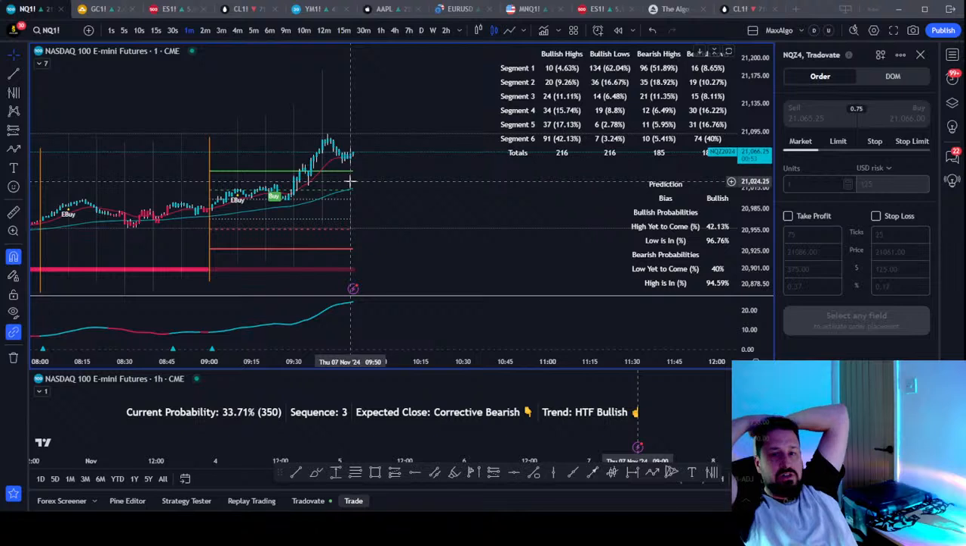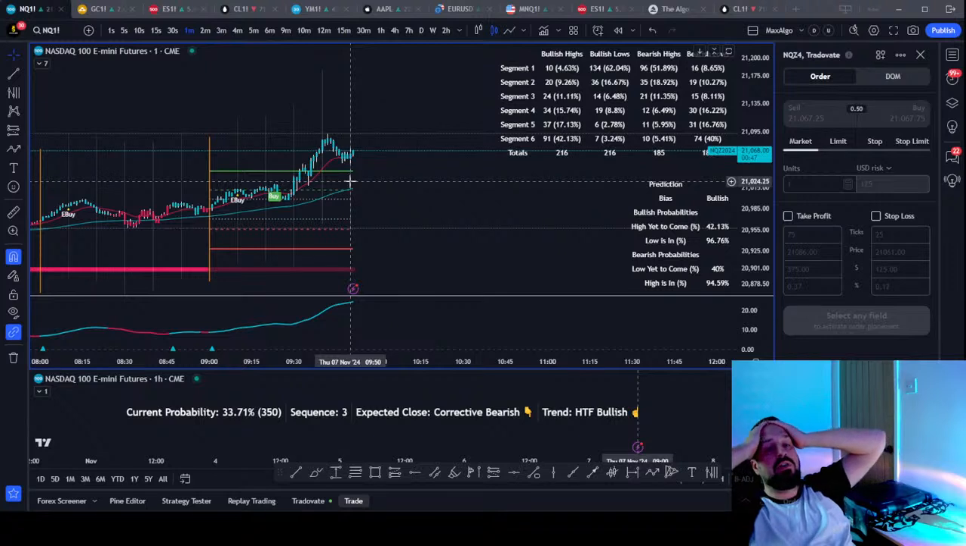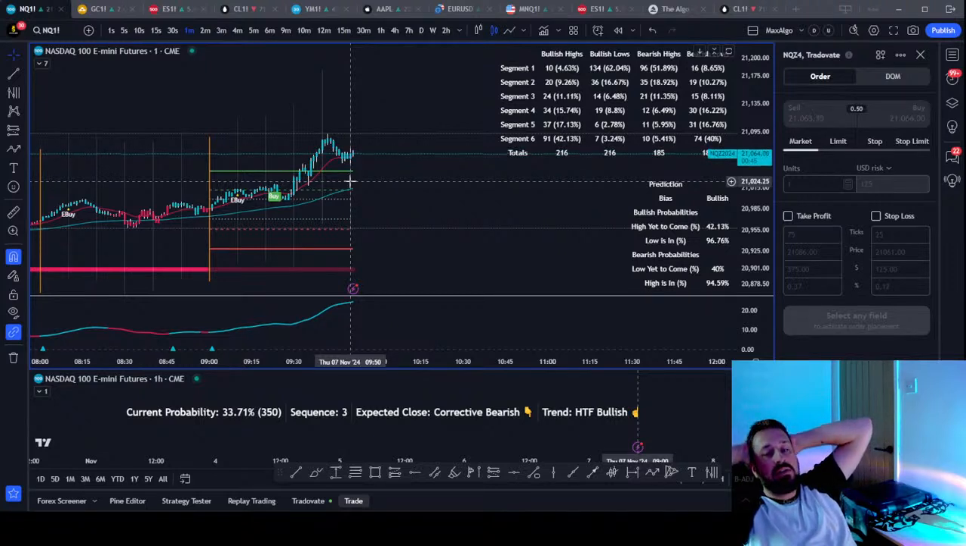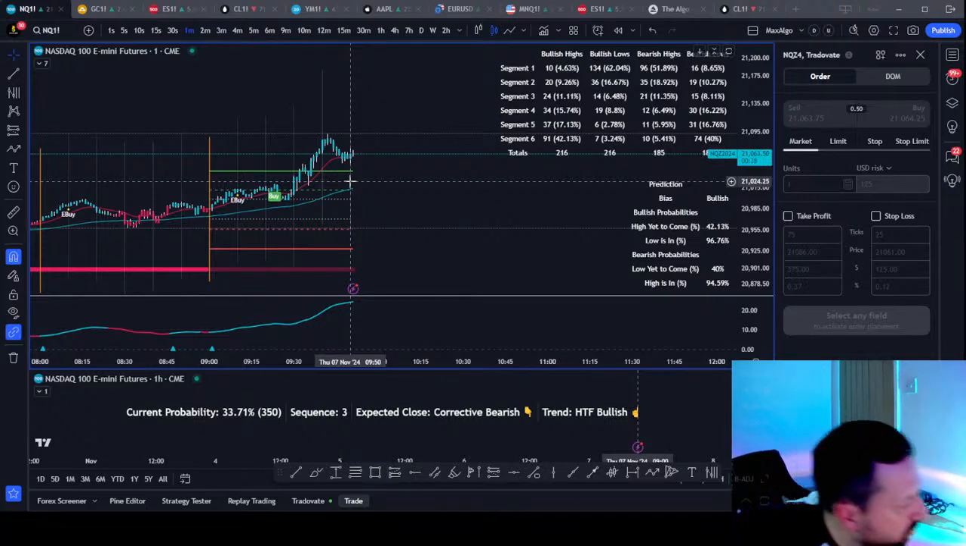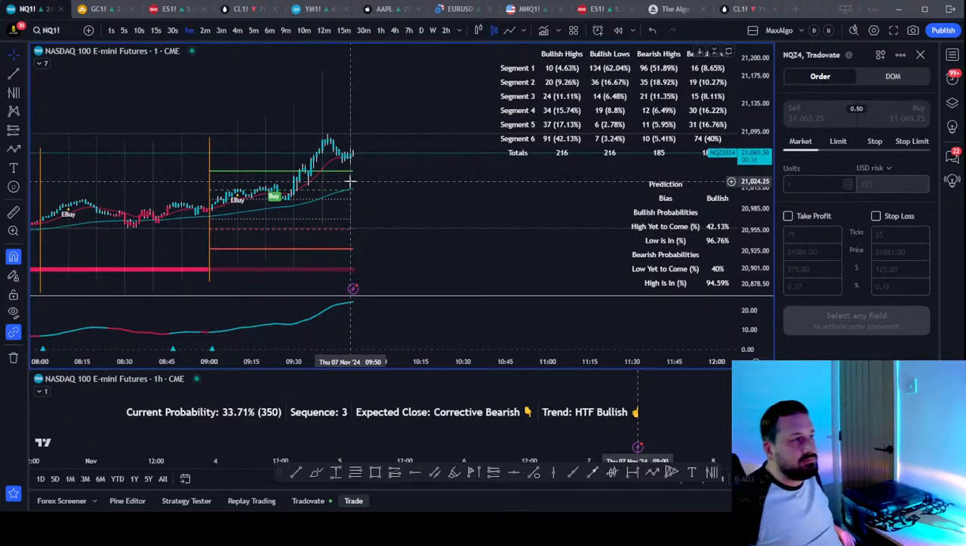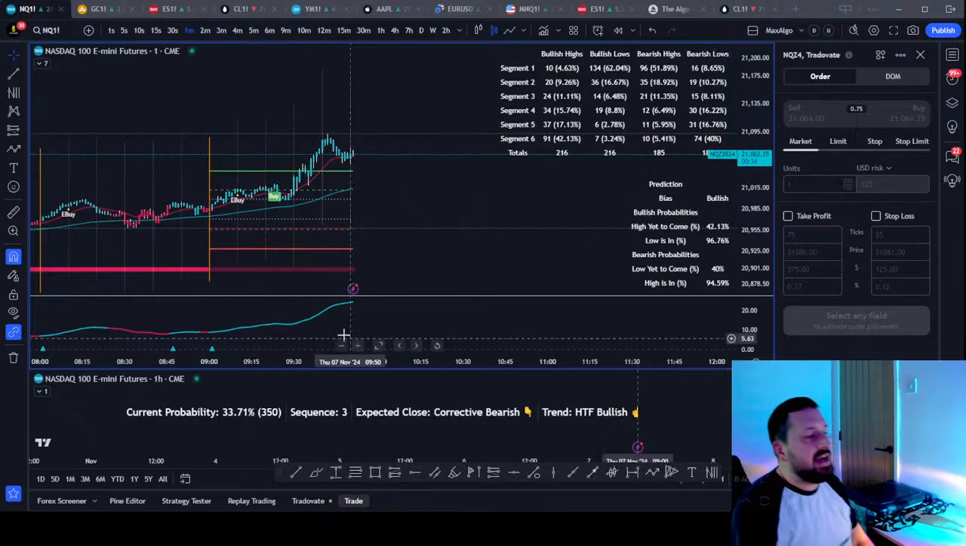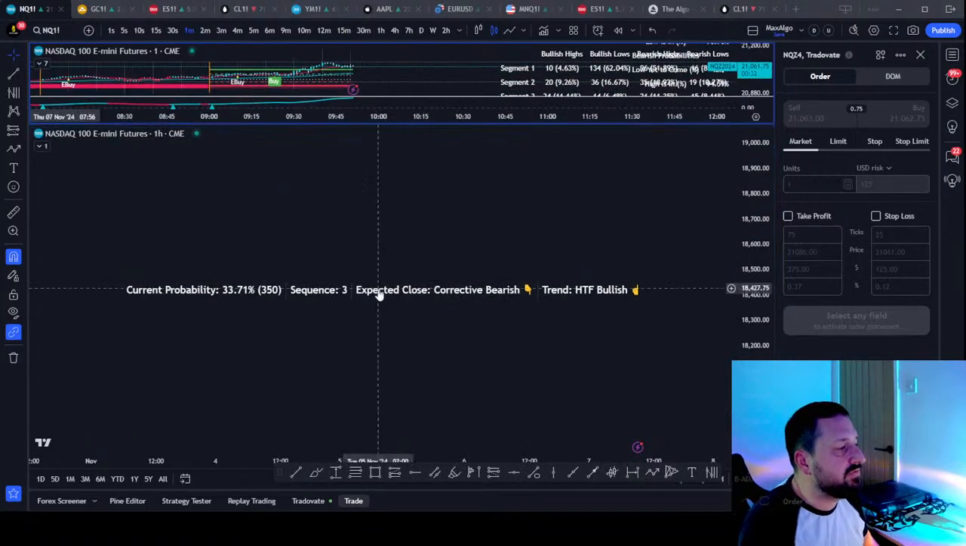We're on our 3rd corrective phase, right? So it's not that we're going to get a sequence 1 corrective. We're already currently corrective. That means that the next probability of reversing is not going to be super high. It's going to go more towards the middle, right? So if we're looking at the next hour, what can we go to? We can go to a sequence 4.